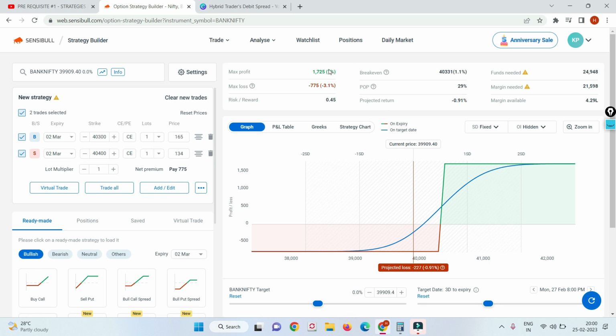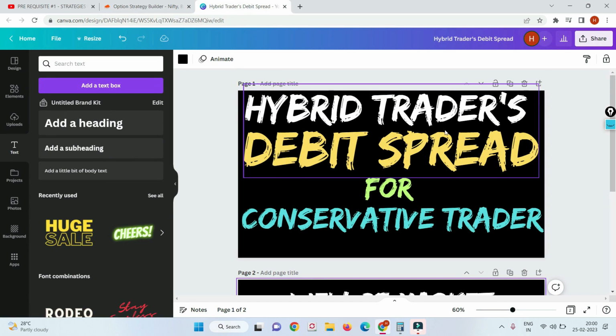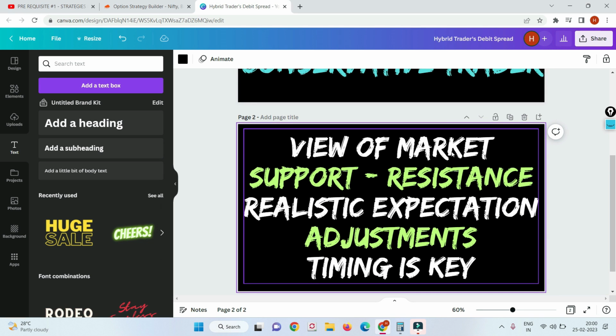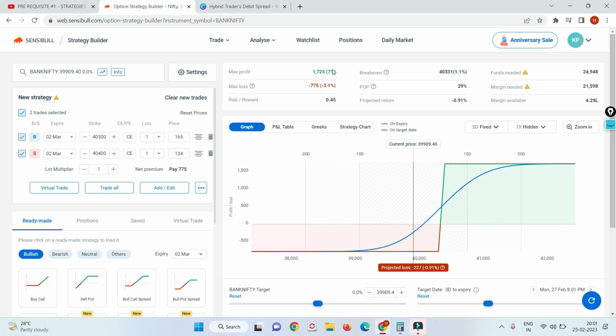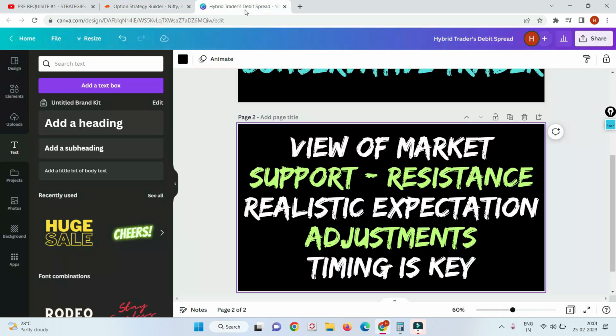I am ideally focusing on 2%, guys. I'm ideally focusing on this 2% profit, but still okay, because we cannot go further. If I reduce the spread, it will convert to a credit spread. Now this is very important: the right view of the market is very important. Support and resistance you have to plot. Realistic expectation: my trade is almost 1:2 risk to reward, and then adjustments and timing are the key, which I'll tell you.